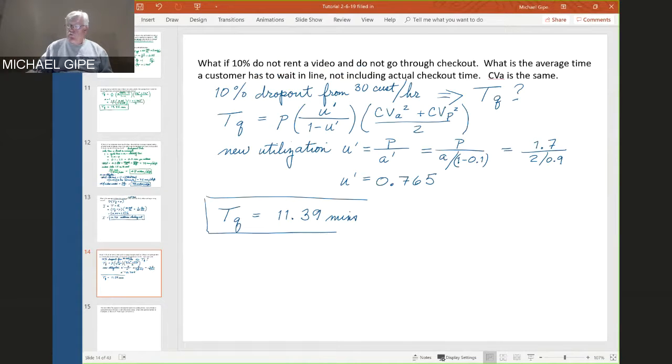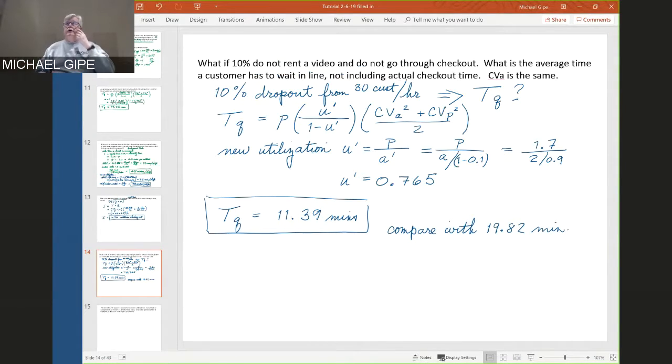Substantially different. So just by having 10%, 1 in 10 people, not go through that checkout line, we cut the queue time not quite in half. If you remember, it was almost 20 minutes, 19.82 minutes. Interesting how big an impact that makes.